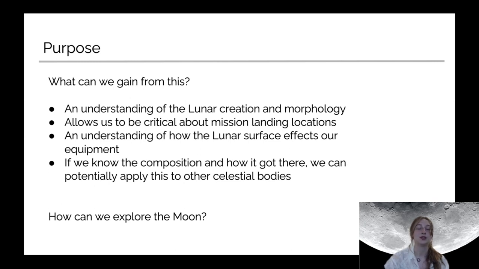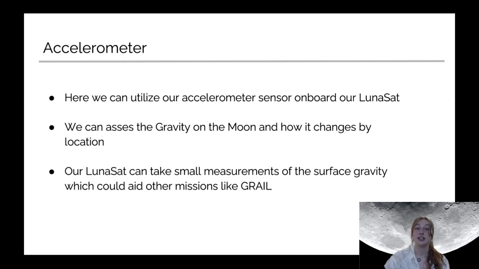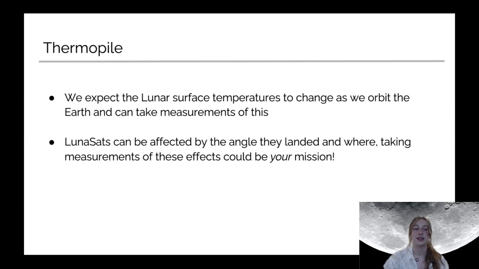So how can we explore the moon specifically? Here, we can utilize our accelerometer on board our Lunasat and assess the gravity on the moon and how it changes by location. Our Lunasat can take small measurements of the surface gravity, which could aid other missions like GRAIL. With our thermopile, we can measure temperature. So we know we expect the lunar surface temperatures to change as we orbit the Earth. We can take measurements of this. We also know that the Lunasats can be affected by the angle of how they landed and where. So taking measurements of this could even be your mission.